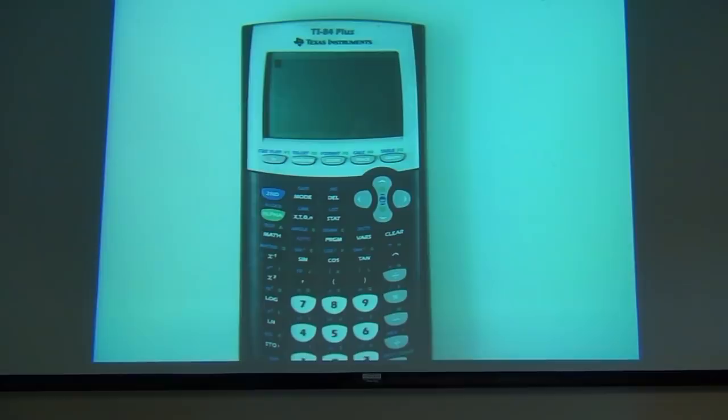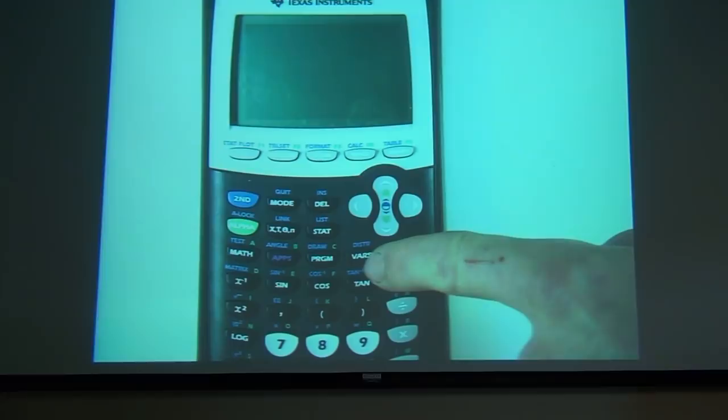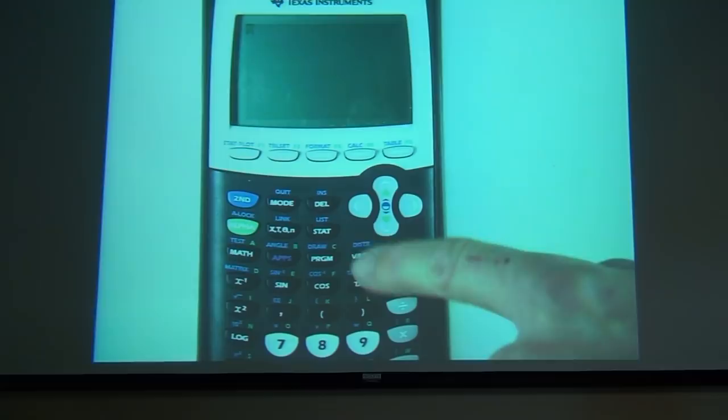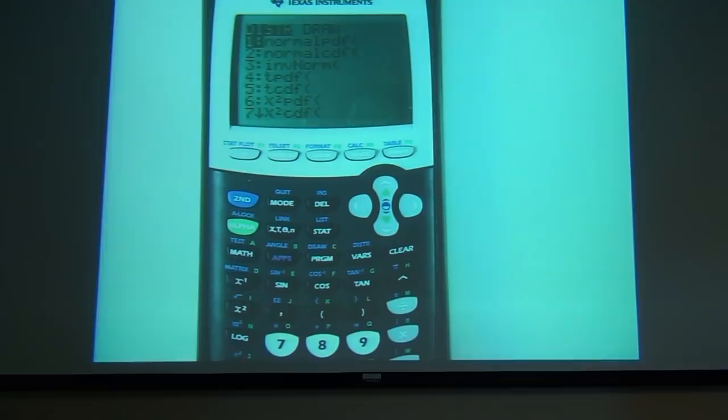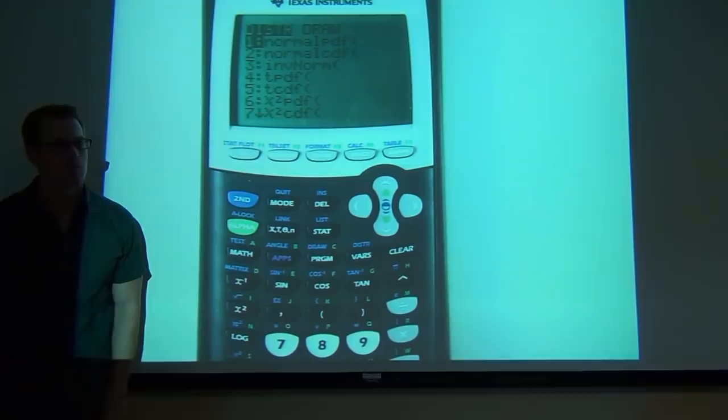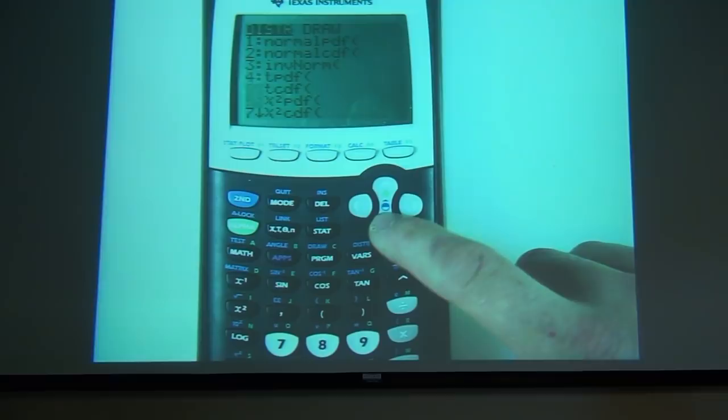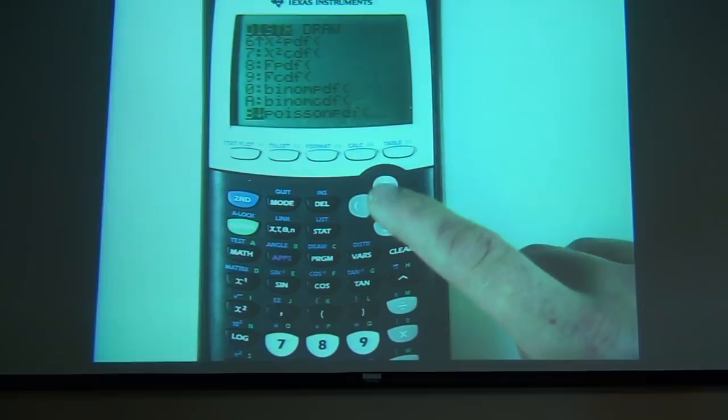You should have a distribution button. It's the distrib. Go to the distributions right above the variables button, right there. It pulls that up on the screen. Now, eventually, we will actually be dealing with all of this stuff right here, maybe even this stuff. But scroll down a little bit, and you're going to see numbers 10 and 8, those say binomial PDF and binomial CDF.